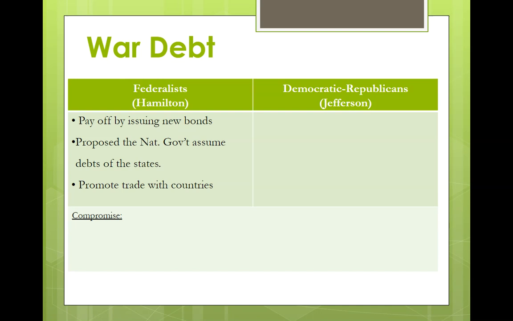The other thing that the Federalists wanted to do was they wanted the national government to assume all the debts of the states from the war. So they were going to take up that war debt. And then the final thing was to promote trade with foreign countries. And they were hoping that by doing this, this would help increase the economy and eventually help pay off some of that debt.